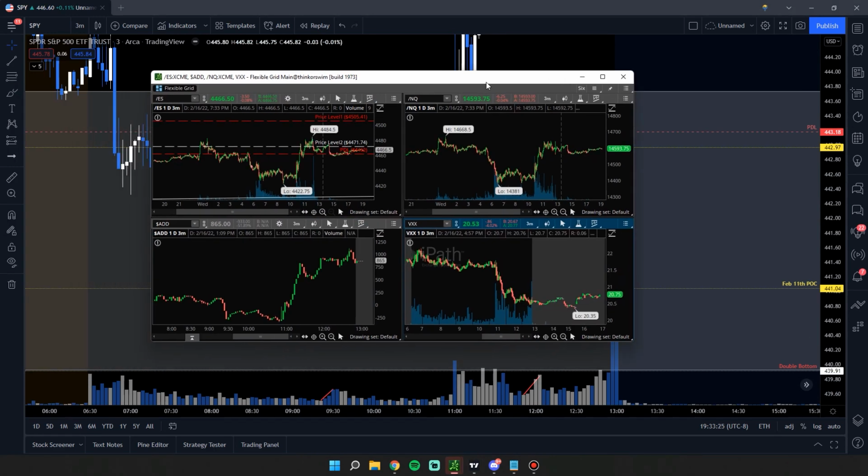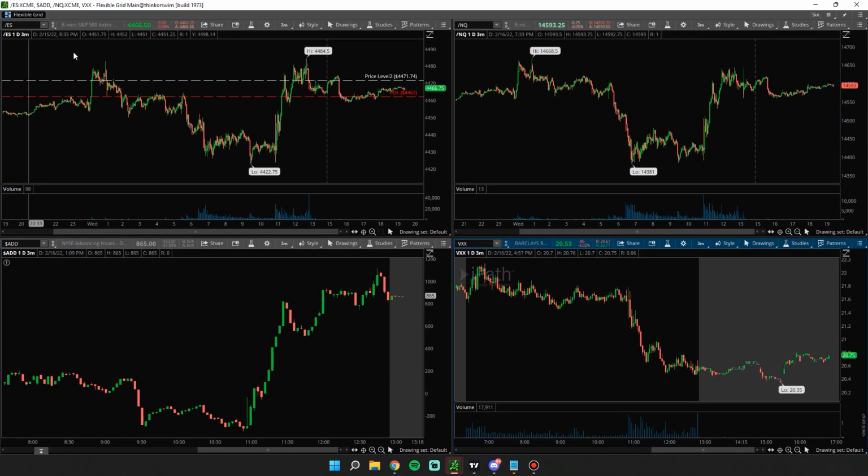I'm also watching ES, NQ, AD, and VIX. I'll cover these a little bit more in depth towards the end of the video. This is ES, which is a future for the S&P 500. This is the NQ, which is the E-mini for the NASDAQ. AD, actually, I'll just cover it right now.